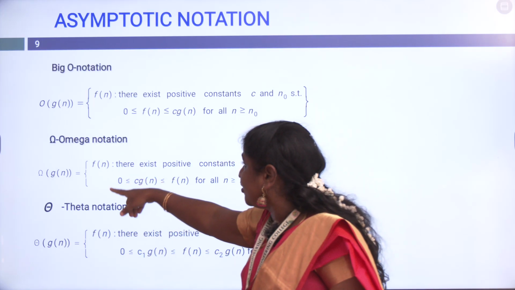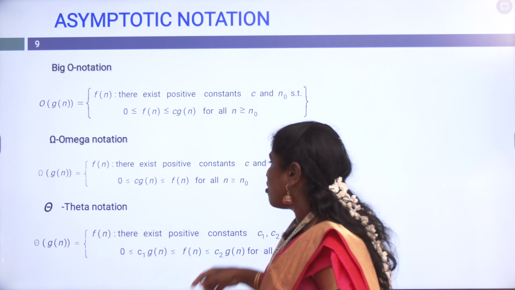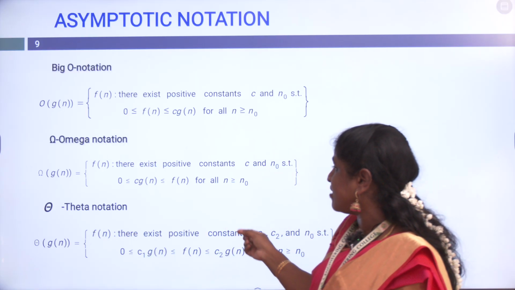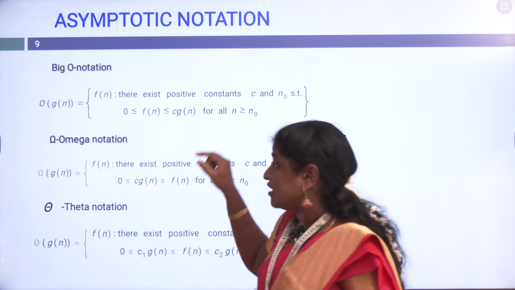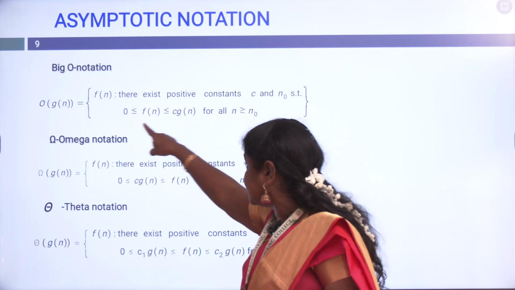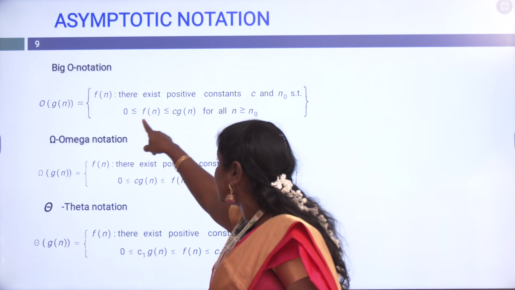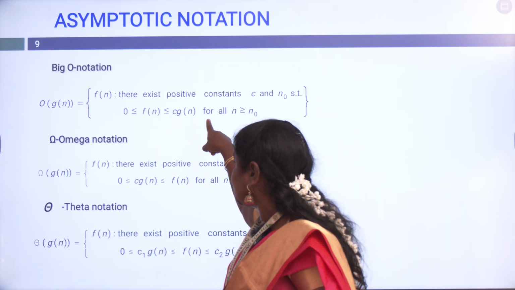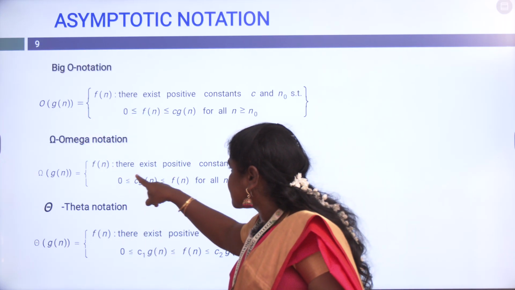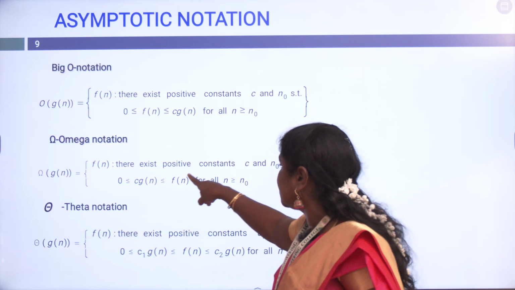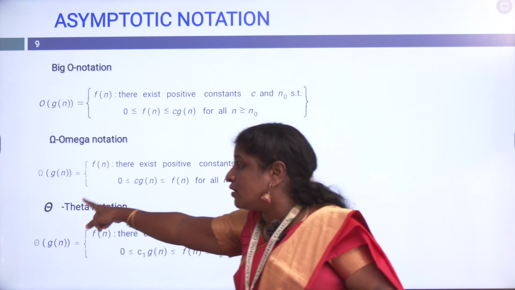And for omega notation, 0 less than or equal to c g of n less than or equal to f of n. So that c represents the constant value we are going to assign. From that we are going to calculate, so that the calculation of f of n should satisfy this condition. If it satisfies 0 less than or equal to f of n less than or equal to c g of n, then we will consider that as big O. And if it is 0 less than or equal to c g of n less than or equal to f of n, then we will make the notation omega of the particular complexity.